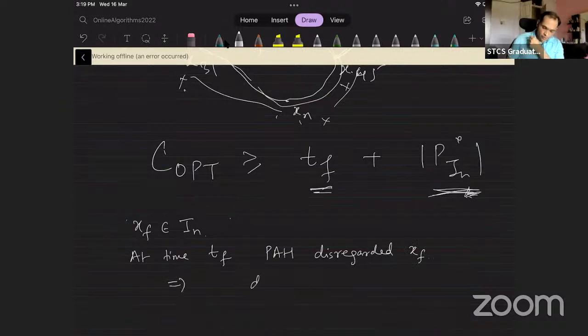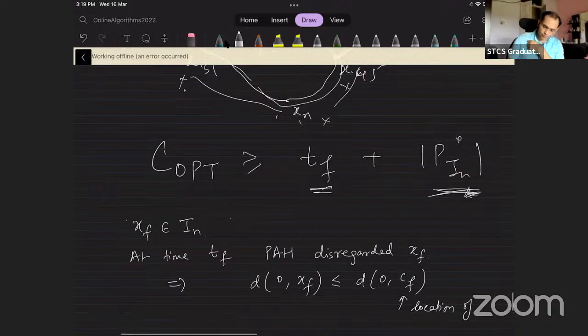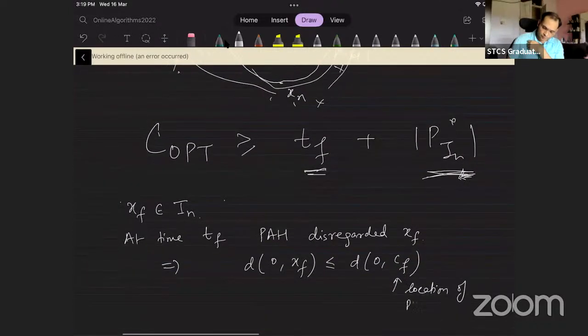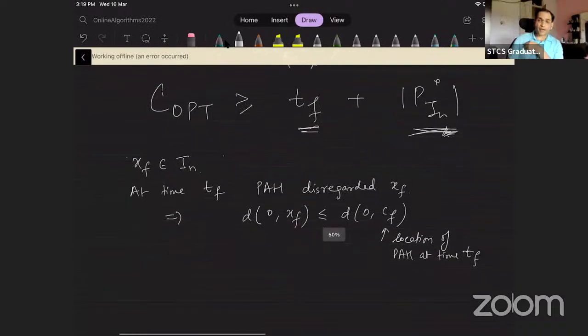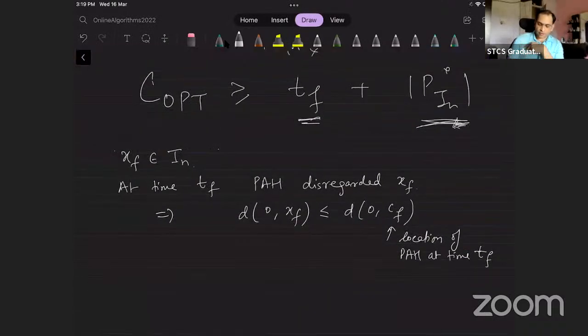That the current location at time TF, let's call it CF. So D of 0, XF is less than or equal to D of 0, CF. This is the location of PAH at time TF. This is by definition, because I disregarded it, so it better be that the distance of XF from origin was smaller than the distance of CF.